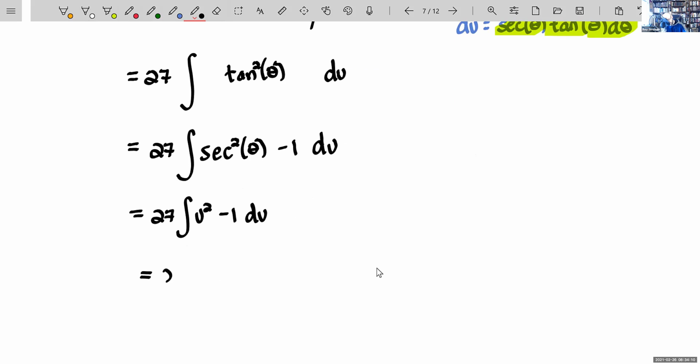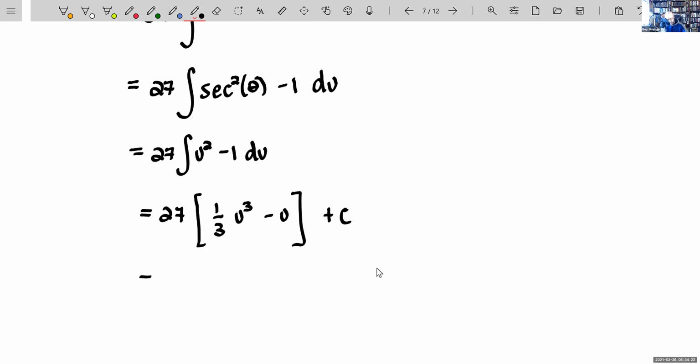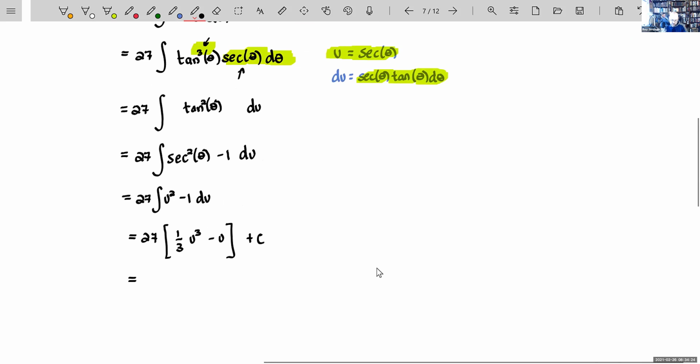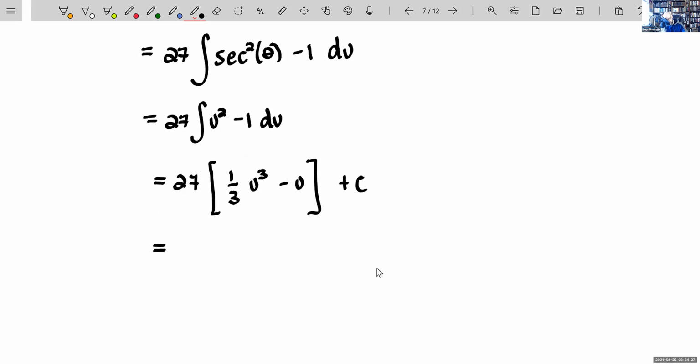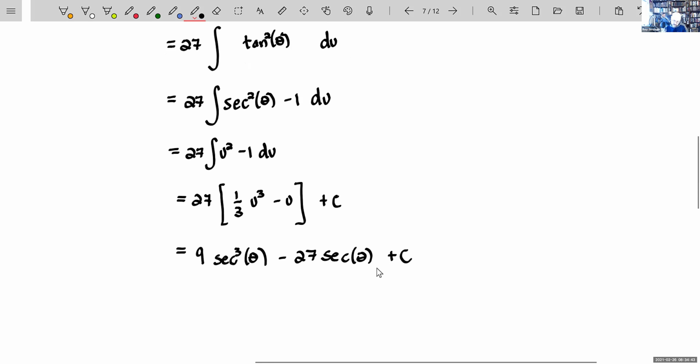And now you can integrate 27 times 1/3 u cubed minus u plus c. And then you have to go through all the resubs here. We have 2 of them. So u is equal to the secant. Let's just go ahead and start there. I'm going to distribute the 27 as well. So 9, we get secant cubed of theta minus 27 secant of theta. That's what u was equal to, is the secant, I think.